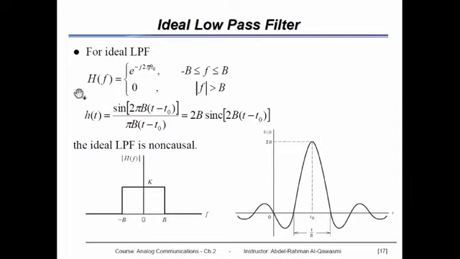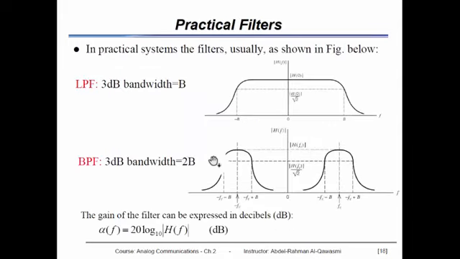This is the pair between what we call the transfer function and the impulse response. Now, practical filters. When we talk about practical filters, which means the real filters, because there are no ideal filters which contain only a stop band and a pass band. There are other filters that contain a pass band, a transition band, and a stop band.